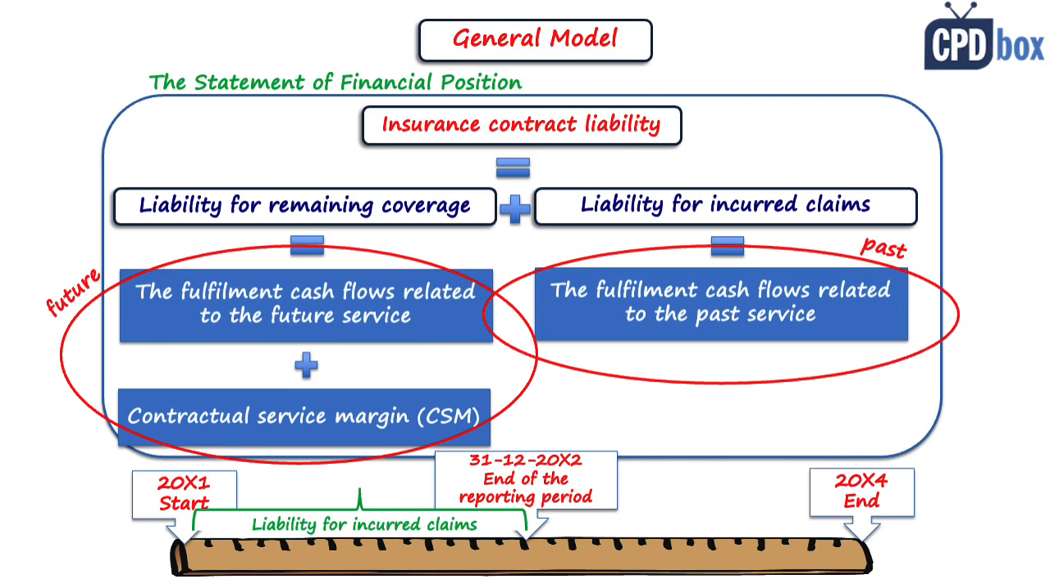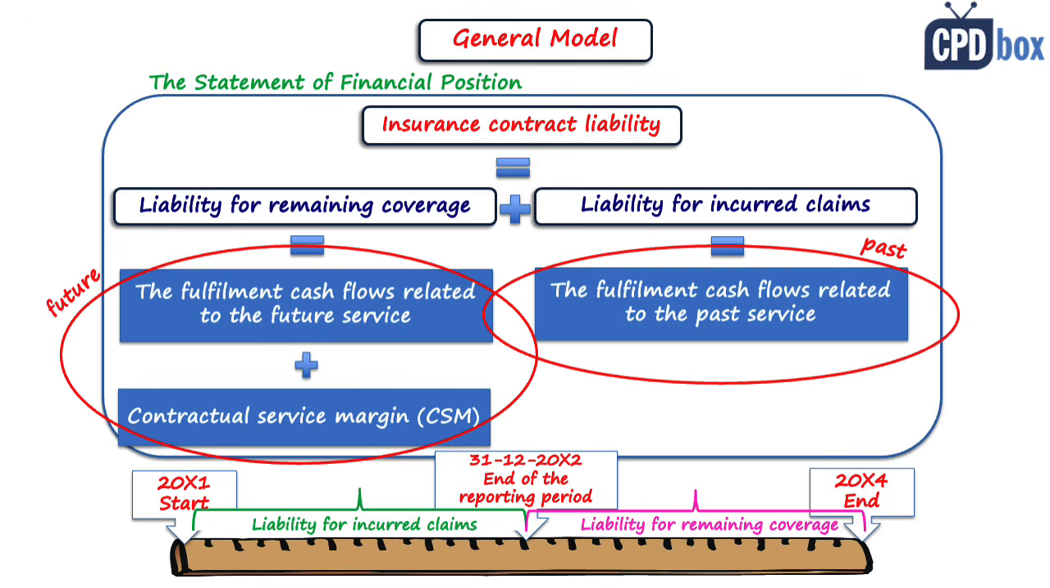We have the data, and thus we will measure the liability for incurred claims as a component in measurement of our contracts. The second period after the end of the reporting date, 31st December 2002, until the end of the contract in 2004, this is the future. And we do not know exactly what claims will happen. We can just estimate. So this is our liability for the remaining coverage. And that's a very simple overview of the general model.